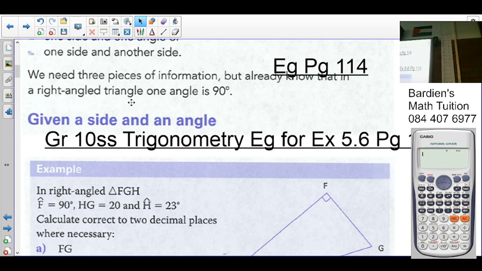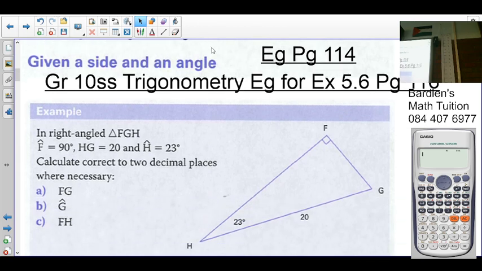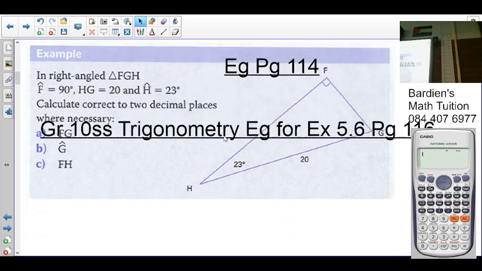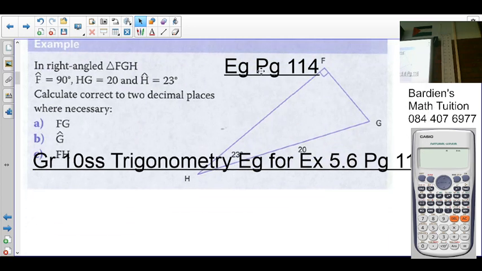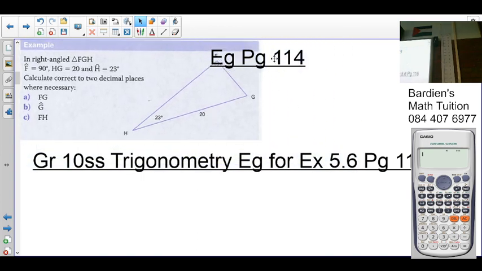So we need three pieces of information, but we already know that a right angle triangle has 90 degrees. So the first condition is it must be a right angle triangle. And then if we have any other two pieces of information, we can proceed from it. So in this lesson we're going to look at given a side and an angle. I'm looking at the example on page 114.